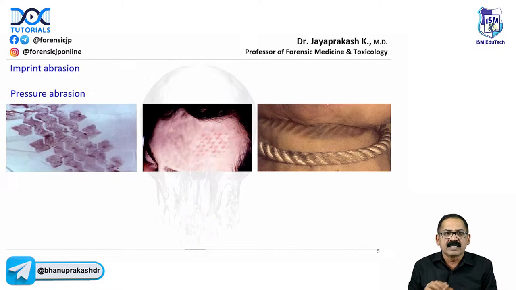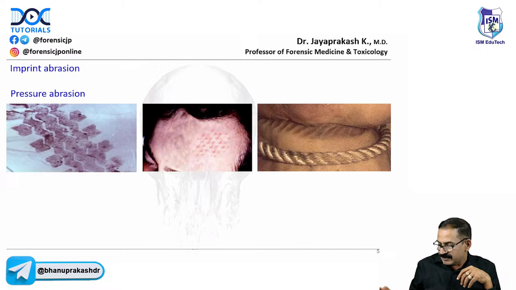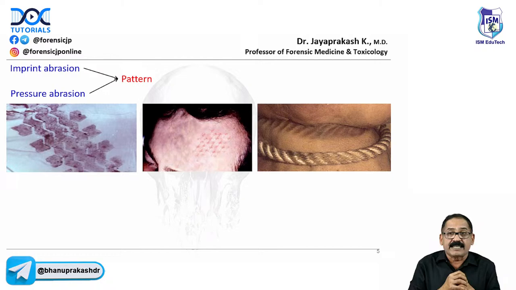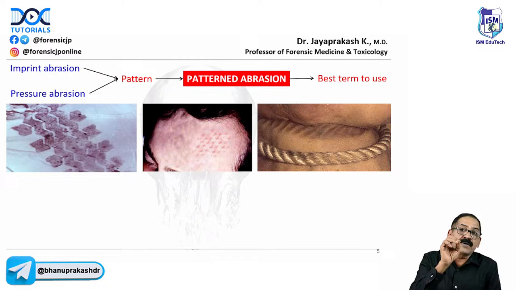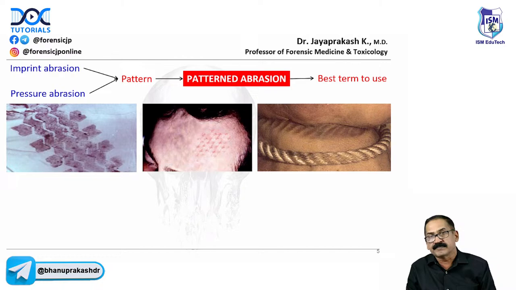Okay. Now, what is the difference between patterned abrasion, pressure abrasion, imprint abrasion? Look here. This is very, very important. Whether it is an imprint abrasion or pressure abrasion, whatever it is, if the pattern is imprinted, where you can identify the pattern, then it is known as patterned abrasion. And remember, patterned abrasion is the best term to use whenever you can identify the causative object. Now we know the difference between patterned abrasion, imprint abrasion, pressure abrasion.